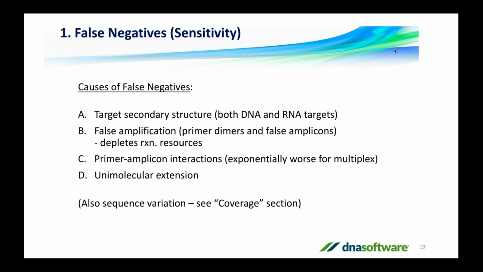But in addition to that, there are a number of other causes of false negatives. Those can be everything from false amplification due to primer dimers, false amplicons, primer-amplicon interactions, unimolecular extension. All three of these last causes, B, C, and D, are due to polymerase extension and the depletion of primers and NTPs. All right, there's one other cause of false negatives as well, and that's sequence variation. And we'll cover that topic in step 3 when we talk about coverage.